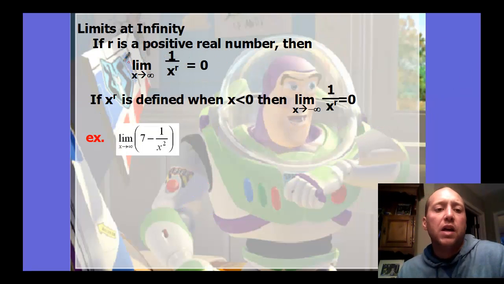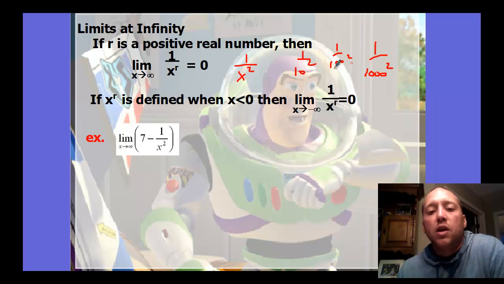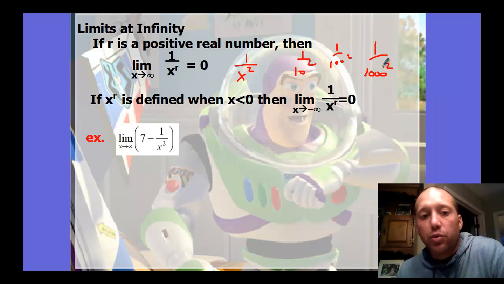So, limits at infinity. If r is a positive real number, then the limit as x approaches infinity of 1 over x to the r, a rational function where r is any power, is always going to be equal to 0. If you have 1 over x squared and look at different values, like 1 over 10 squared, 1 over 100 squared, 1 over 1000 squared, what happens as that x value gets infinitely large? The denominator gets infinitely large, which means the fraction gets infinitely small, which means it's approaching 0. That's why the limit as x approaches infinity is 0.